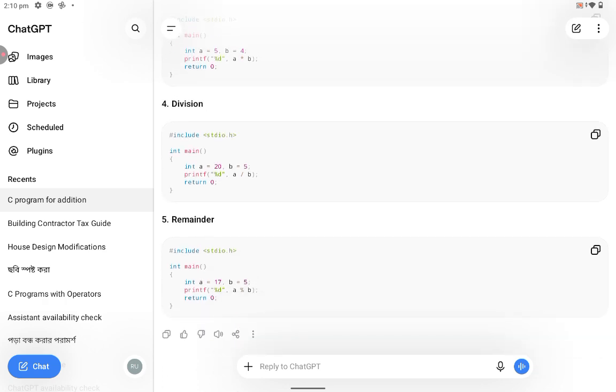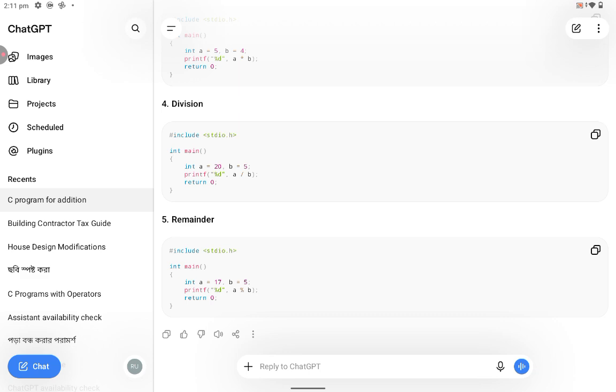The fourth one is division. Same, the operator is changed to a division operator. Now the last program here, the fifth one, let us discuss about it. There is an operator called the remainder operator or modulus operator. With this operator you can actually find out the remainder of a division operation.